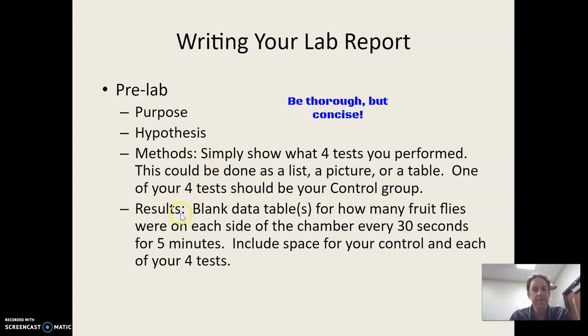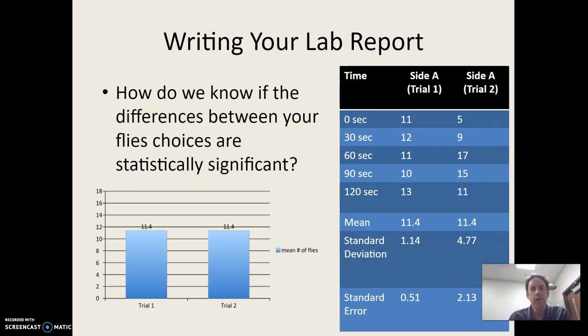And then the results for your pre-lab, you're going to make a blank data table for how many fruit flies were on each side of the chamber every 30 seconds for 5 minutes. And you're going to include space for your control and each of your 4 tests. So we're going to let you guys in your groups try and figure out exactly how to make that work. So then we're going to do the lab, and then you're going to do a post-lab.